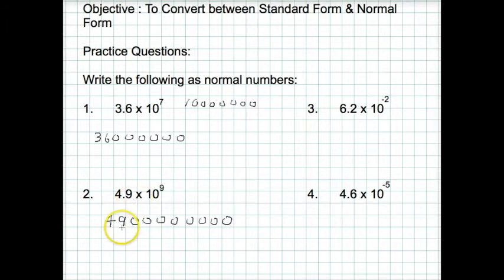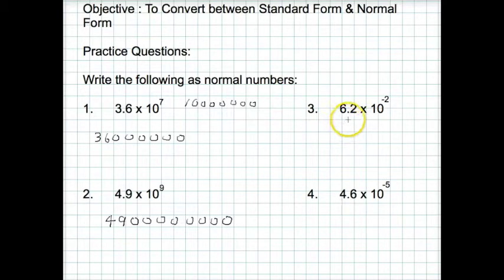Now let's check, make sure it's correct. If we had our decimal here, to get to the end should be a movement of 9 places. So 1, 2, 3, 4, 5, 6, 7, 8, 9. We've got the correct answer.